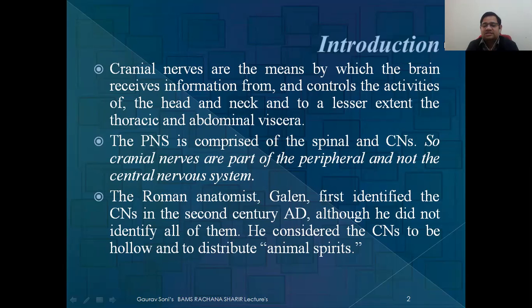The Roman anatomist Galen first identified the cranial nerves in the 2nd century AD. Although he did not identify all of them, he considered the cranial nerves to be hollow and to distribute the animal spirits.